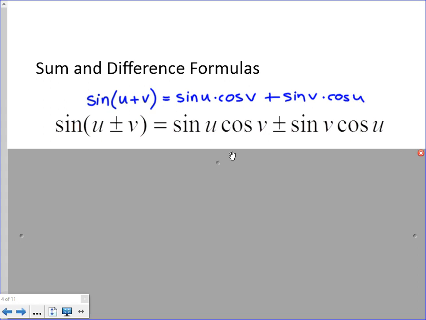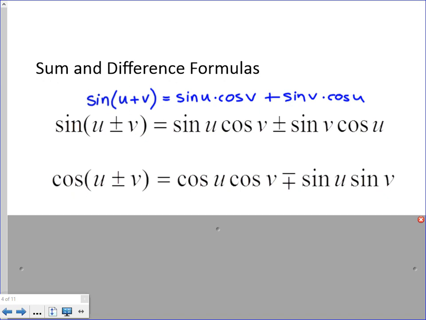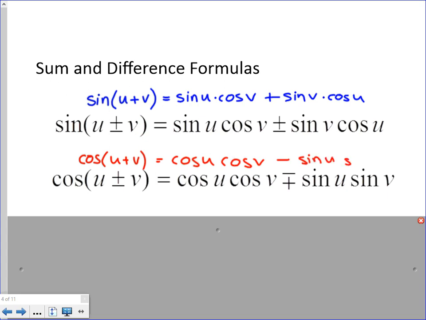Now notice when you're looking at your second flap and you see your cosine formula, the plus and minuses don't match. It's plus and minus on the left, and it's minus plus on the right. So that means if I were doing a cosine, and it was the sum of 2 angles, the cosine of u plus v, on the other side, it would be the cosine of u times the cosine of v minus the sine of u times the sine of v.